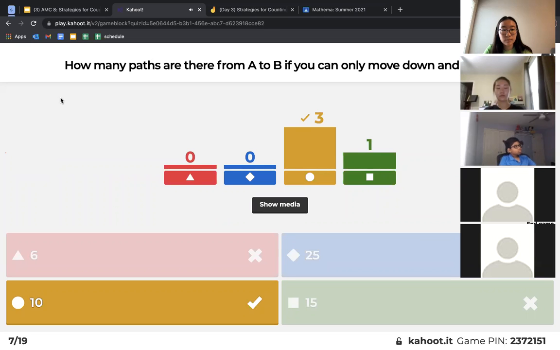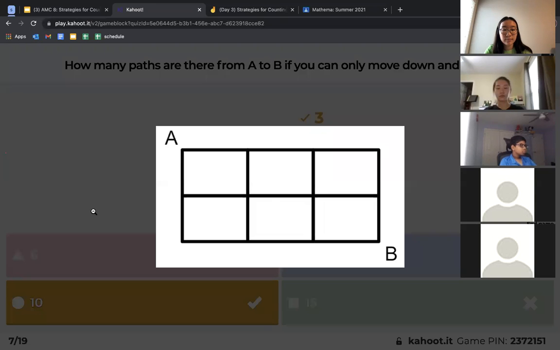Okay, so how many paths are there from A to B? Oh, I can't see the figure, but it's just ordering 2 down movements and 3 movements to the right. So R, R, R, D, D. So there's 5 factorial divided by 3 factorial times 2 factorial, which is 5 times 4 divided by 2, which is 10.